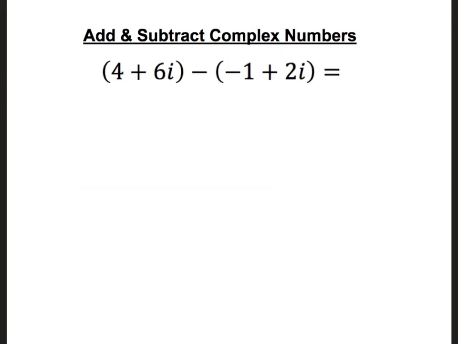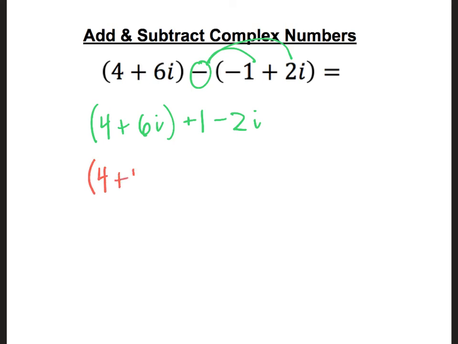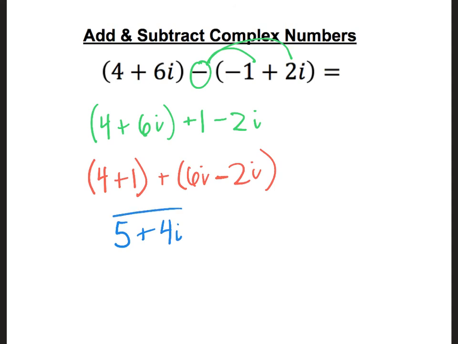And my last one, again, we're going to do the same thing. We'll keep the 4 plus 6i out front. We'll distribute our negative. So negative times negative 1 is a positive 1. And negative times 2i is a negative 2i. And then we're going to combine our like terms. So we're really going to do 4 plus 1 plus 6i minus 2i. If I do 4 plus 1, I get 5. And then 6i minus 2i gives me a positive 4i. And your final answer should be 5 plus 4i.